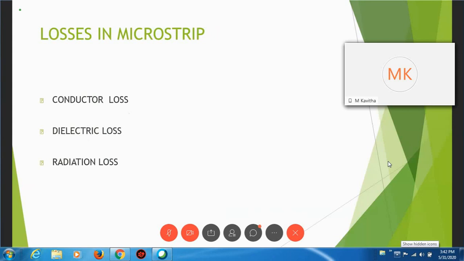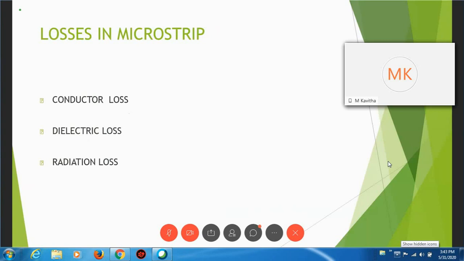Losses in microstrip. This is the topic that I am going to discuss now. We know that by means of microstrip lines, we can design filters, couplers, and power dividers. When designing the microstrip line, we need to consider the loss produced in it. There are different types of losses present in a microstrip line: return loss, reflection loss, insertion loss, and leakage loss.